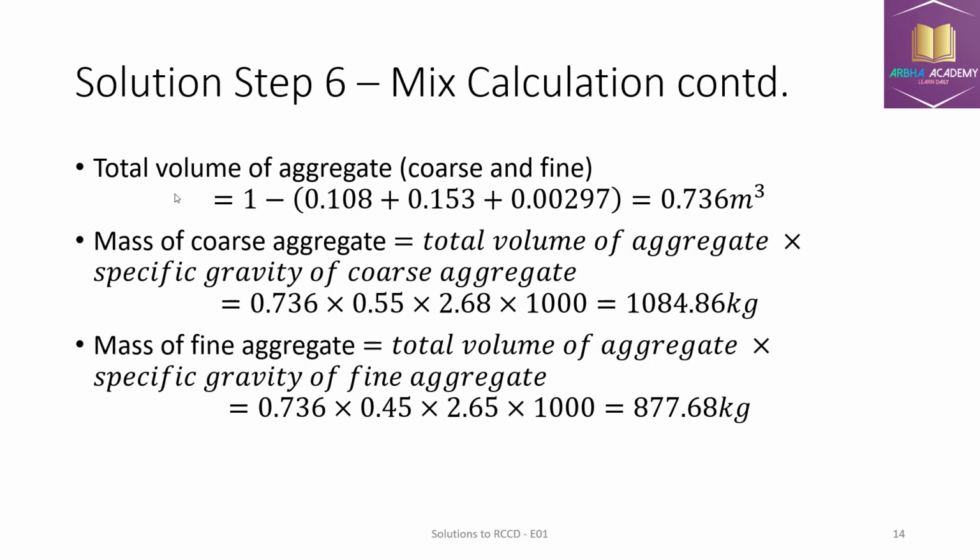So we are going to find out the mass of coarse aggregate first. Based on 0.736, that's the volume, into 55%, into the specific gravity of coarse aggregate, that will give you the mass of the coarse aggregate, coming around 1085 kg. And likewise, you need to apply it for fine aggregate as well: the total volume of aggregate into 45% into the specific gravity of fine aggregate gives you somewhere around 878 kg.